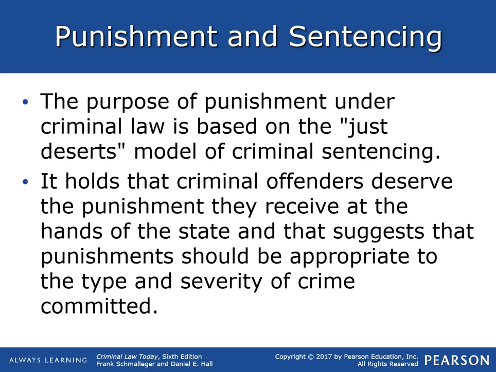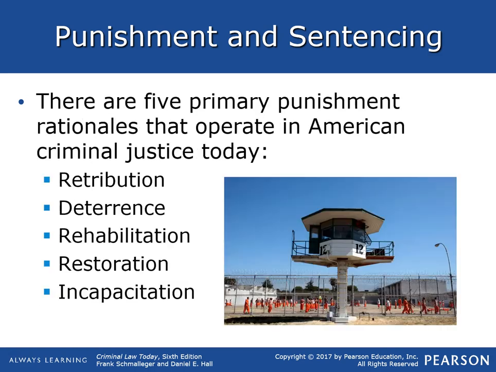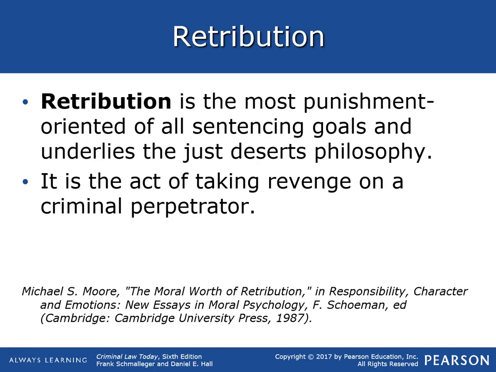of the crime. Although at first glance the just deserts philosophy may appeal to common sense, it is important to realize that punishment is not the only goal of sentencing, because in fact there are 5 primary punishment rationales that operate in American criminal justice today, and that's what we're going to talk about right now. The 5 are retribution, deterrence, rehabilitation, restoration, and incapacitation. We'll discuss each briefly. So the first one is retribution.